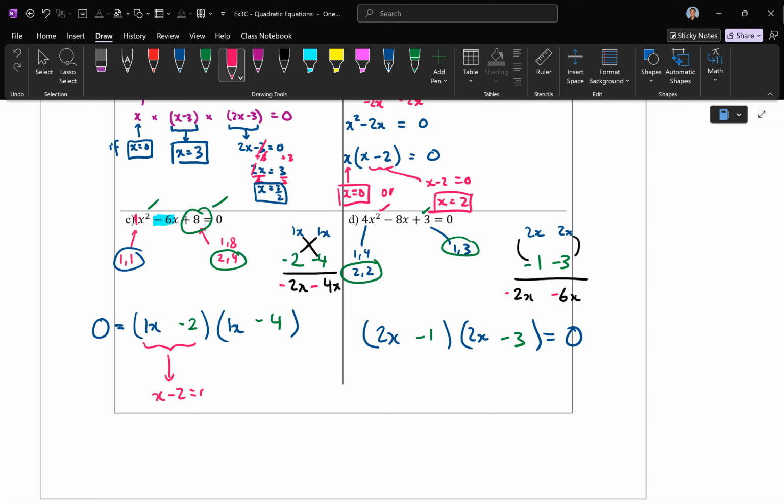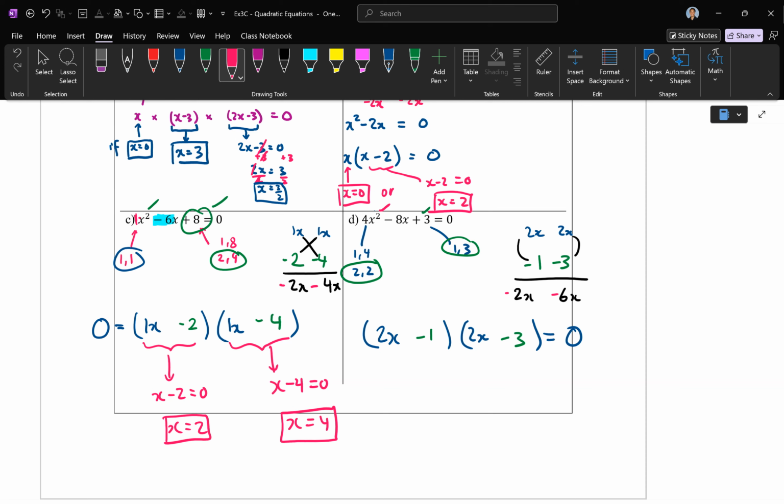x minus 2 needs to equal 0. Adding 2 on both sides, you have one possible answer: x could equal 2. This one, same thing. x minus 4 needs to equal 0, and you can see adding 4 on both sides, you get x equals 4. So for this question, the answer is x equals 2 or x equals 4. So you have to factorize, then solve.